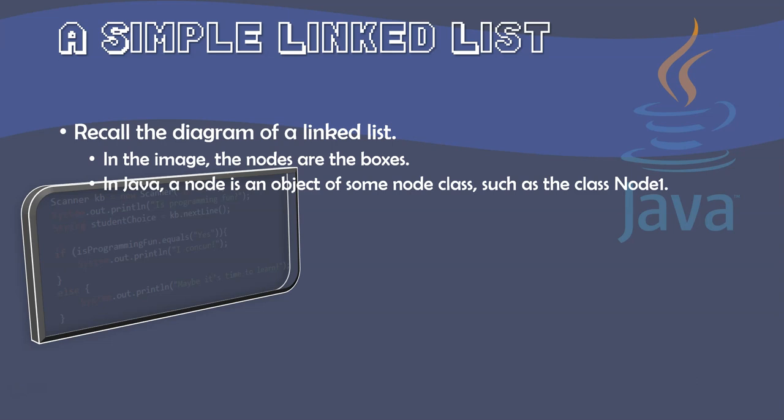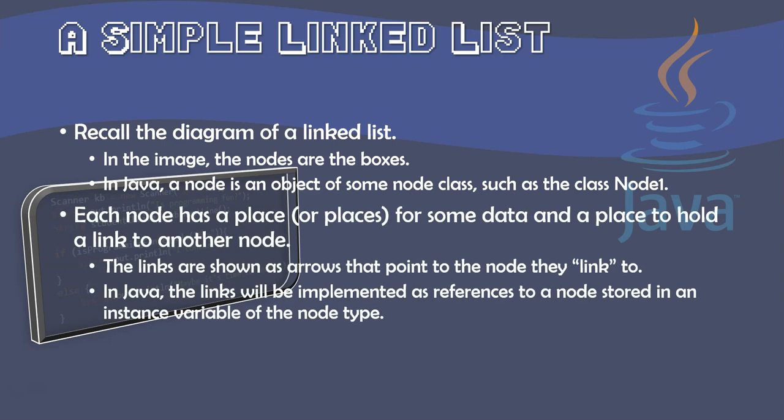And in Java, that node is going to be an object of some node class, as we're going to see with our Node1 class. Now, each node has a place or multiple places for some data and a place to hold a link to another node. The links, as we saw, were shown as arrows to whatever node they're pointing to. In Java, those links, those arrows, are going to be implemented again as references stored in an instance variable of the node type.